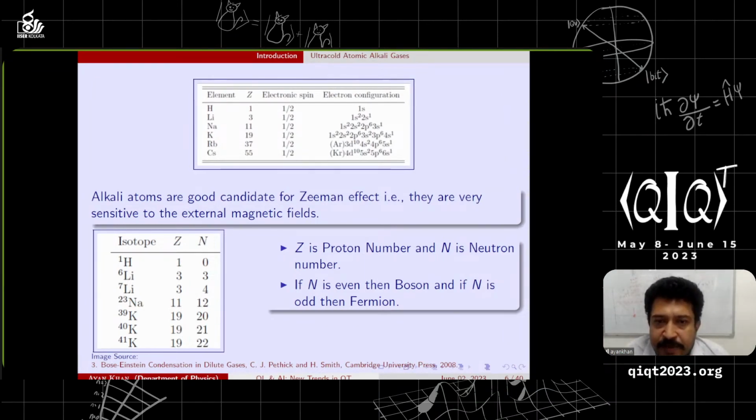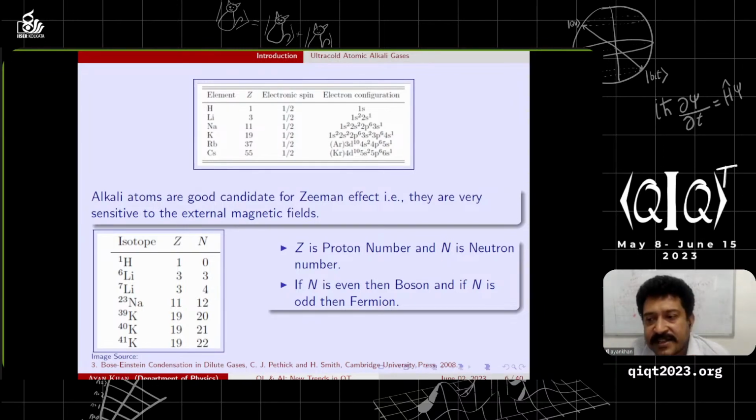The main primary reason is this: I have taken this picture from Pethick and Smith's very famous book on Bose-Einstein condensation, which shows that these alkali atoms, hydrogen, lithium, sodium, potassium, rubidium, cesium, have an outer shell of one electron, which makes them very good candidates for the Zeeman effect, and therefore they are very sensitive to an external magnetic field.